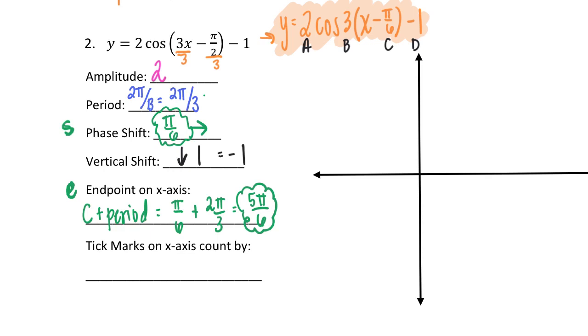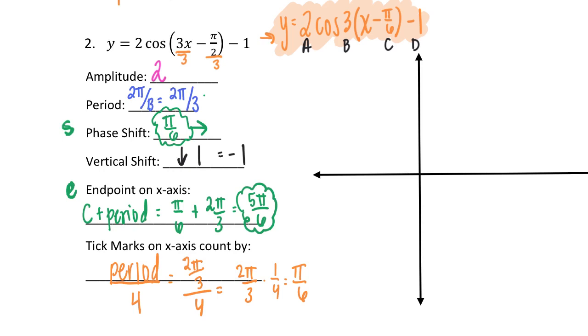You'll notice the difference between the start and the end is 4/6 pi, which is 2/3 pi, same as your period. And then to find what you're counting by on your x-axis, it's the period divided by 4. So your period is 2 pi over 3 divided by 4. Use your calculator to figure that out, or do 2 pi over 3 times 1 over 4. Get 2/12, which is pi over 6.